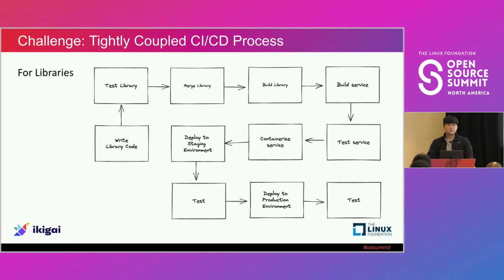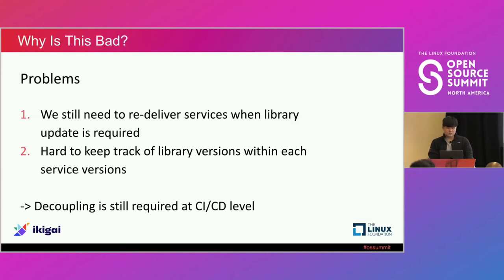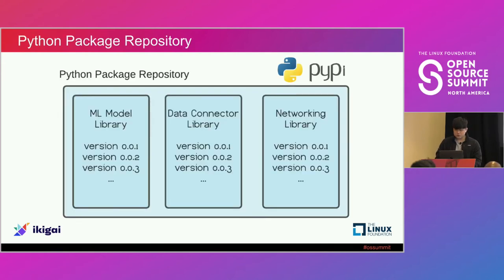But then maybe one of the models has a bug in its pre-processing function, so you just have to update that. Now you have different versions of this ML model library in three different locations, and then if some bugs happen, you just don't know whether to redeploy everything. So it's really hard to optimize because you physically cannot keep track of the versions there. So what I want to say is decoupling is still required at the CI/CD level for that purpose. So I wanted to quickly introduce what a Python package repository is.